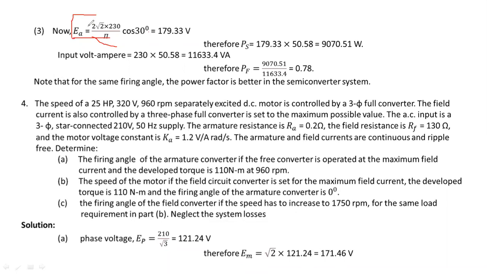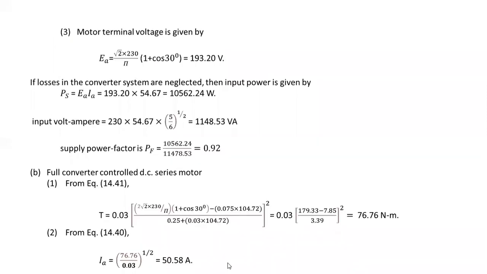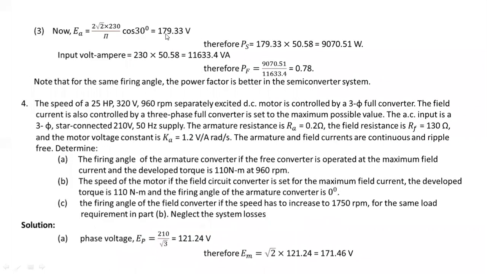And previously we have calculated the armature current also, which is the output current. That is about 50.58 amperes. So we know the armature current and we know the motor terminal voltage. We can get the active power, which is 9070.51 watts. Okay, so this will be our active power. And similarly, the active power at the supply, because we need to calculate the power factor at the supply or at the input.